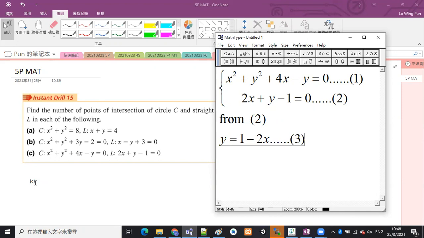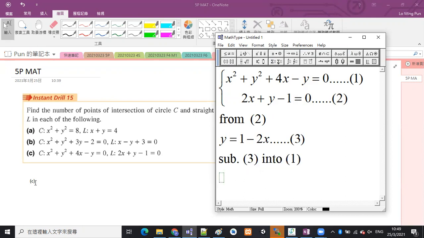Okay, so everything is very mechanical. Just follow the steps and it will be okay. When we have equation 3, we are going to substitute this equation into the equation with square terms. That is equation 1 in this case. So substitute 3 into 1.